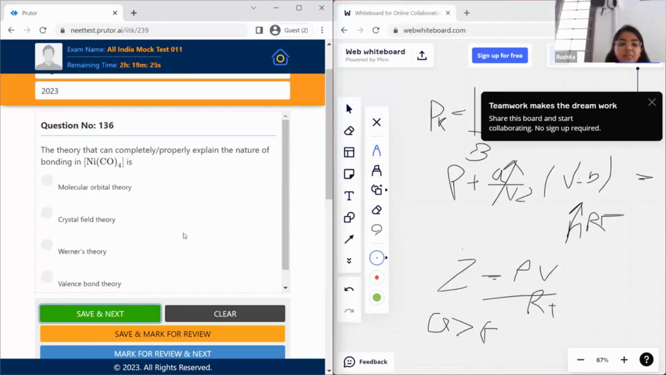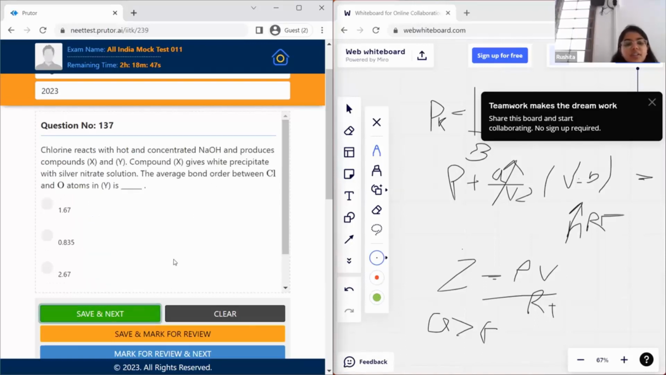Then, the theory that can completely explain the nature of bonding in this complex. Molecular orbital theory explains most of the bonding structures. So if you're not sure, always go with MOT. And if you know the NCERT inorganic theory well, then well and good. Crystal field theory is used for the wavelengths, and I don't think it is given in NCERT. And valence bond theory is for the valence electrons. So here MOT is there, and mostly all the structures are described by MOT only.